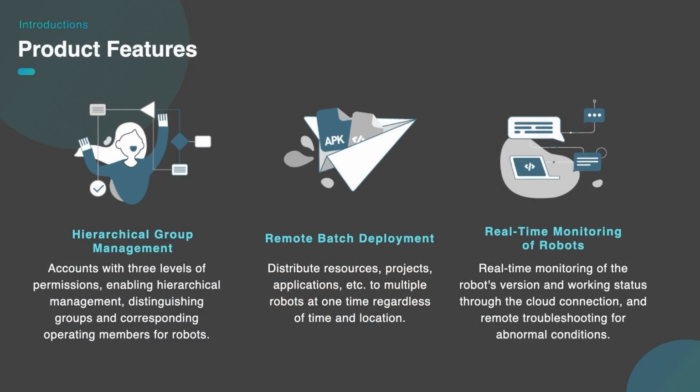Robot Manager has three main features, including hierarchical group management, remote batch deployment, and real-time monitoring of robots. A team is formed by several members to manage the robots. The team is divided into three types of accounts with different levels of privileges for hierarchical management, and the robots can be organized into groups with corresponding operators. In addition, team members can distribute resources, projects, and applications to multiple robots at once, regardless of time and location.